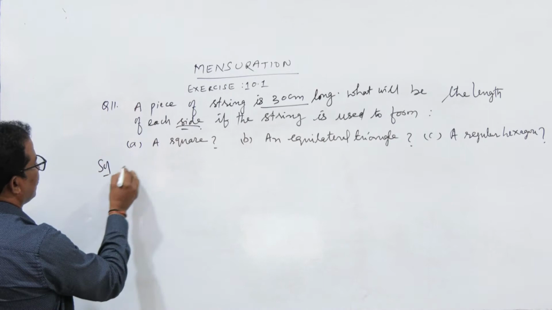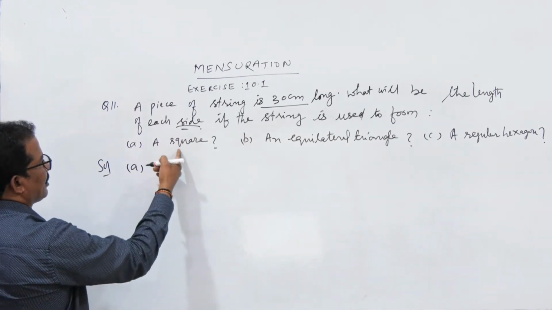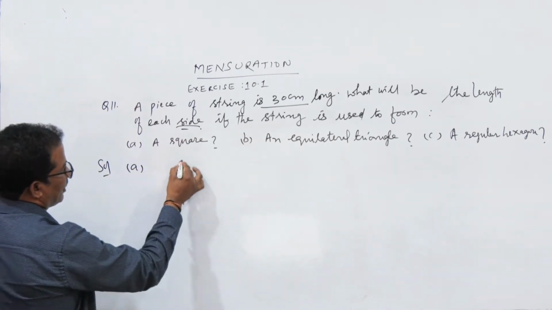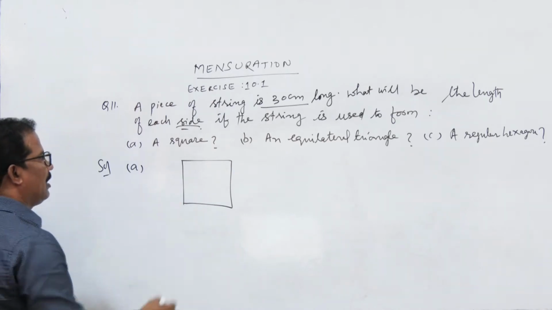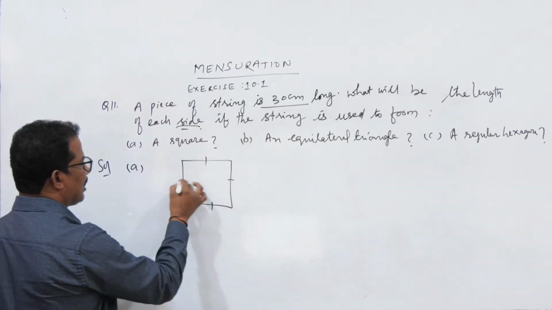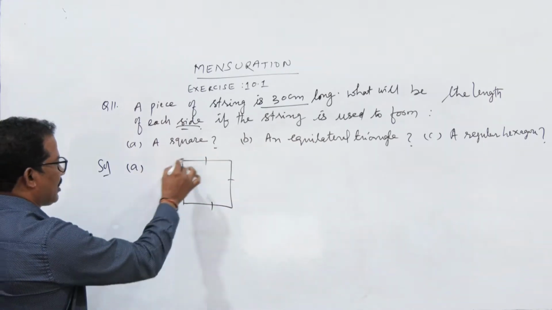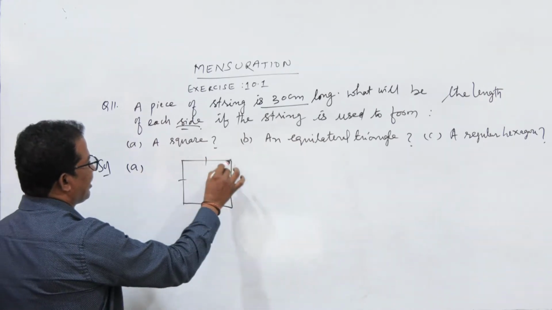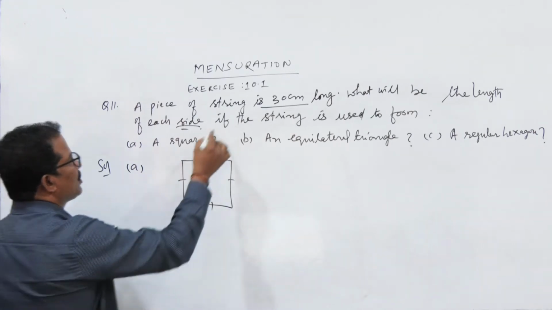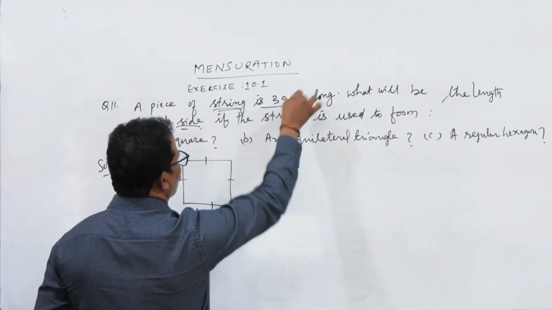See, in the solution for first question A, they are talking about a square. So we can draw a square, and we know that all the sides are equal in a square. All four sides are equal, and its total length, because this diagram is made by using the string, its total length is how much?